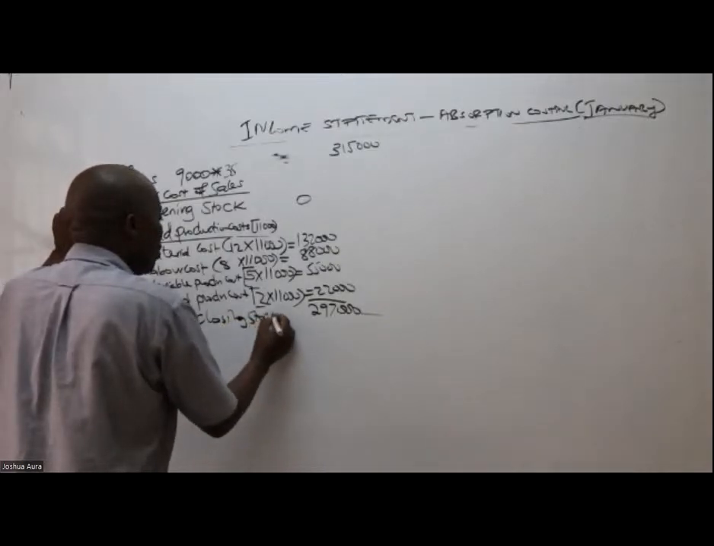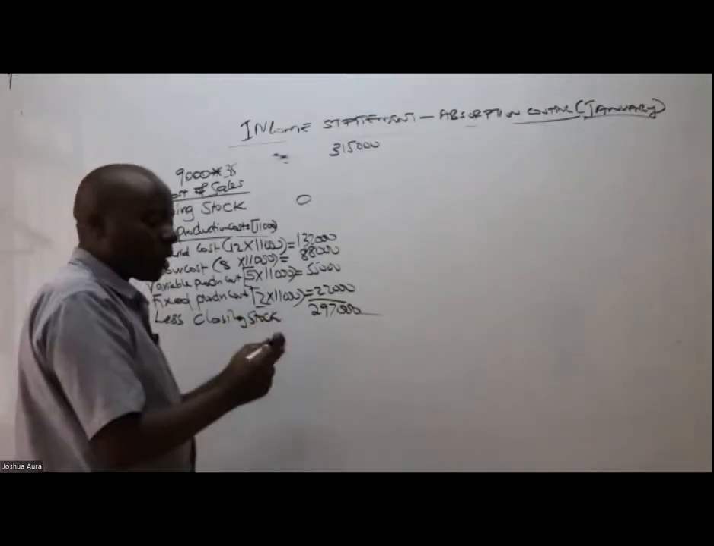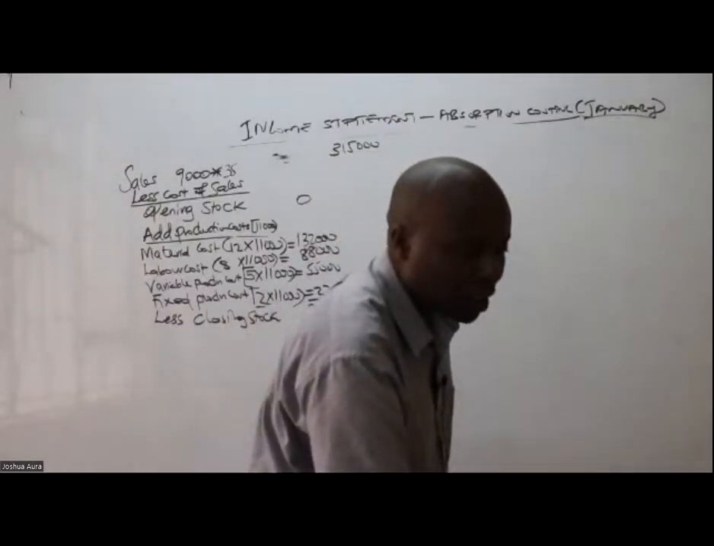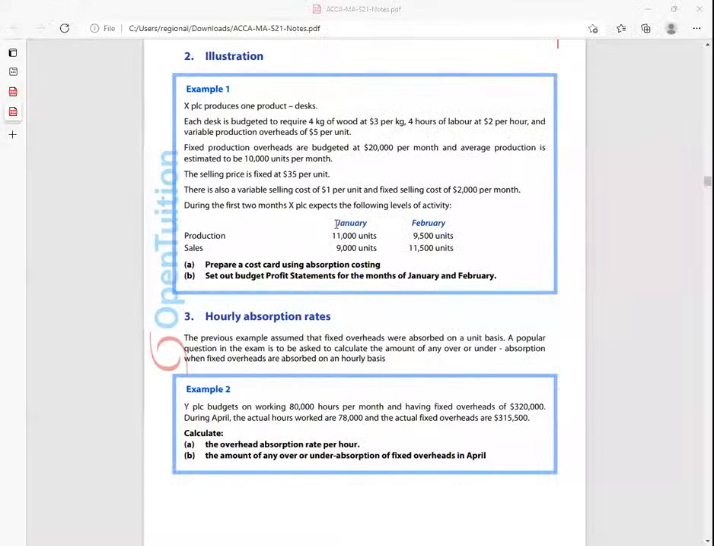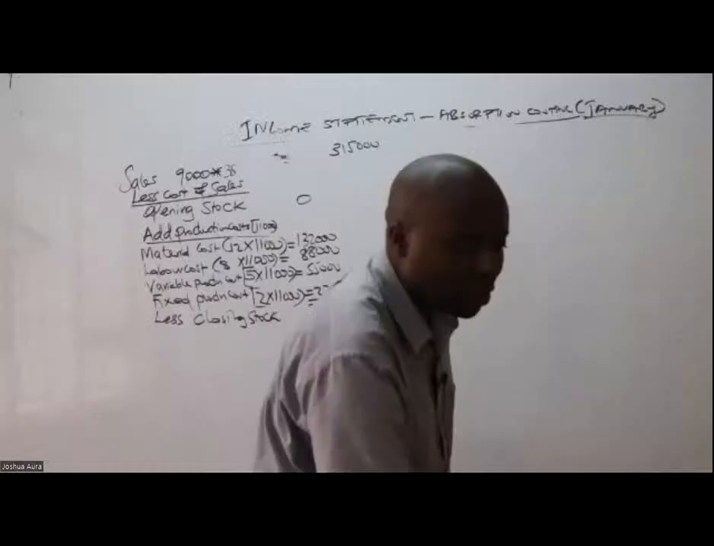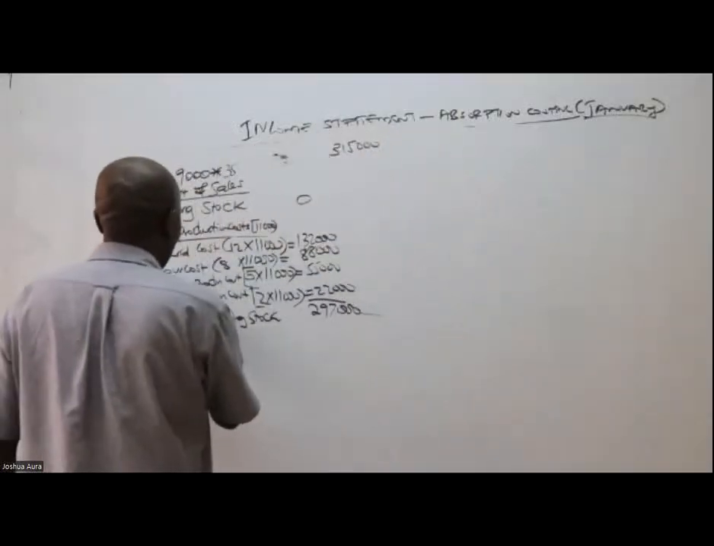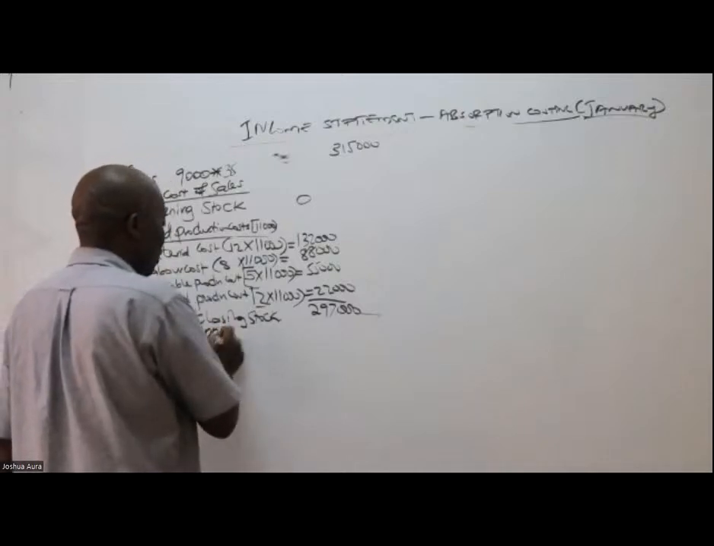And then you come and less closing stock. You are the ones who told me we produced 11,000 units and sold only 9,000. So you must be having 2,000 which were not sold. So the closing stock here is 2,000.